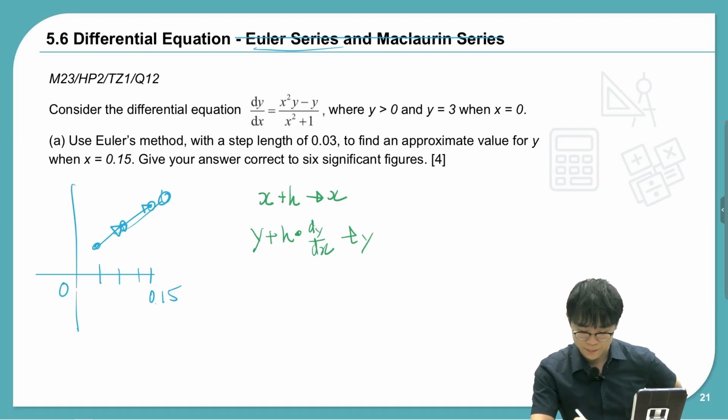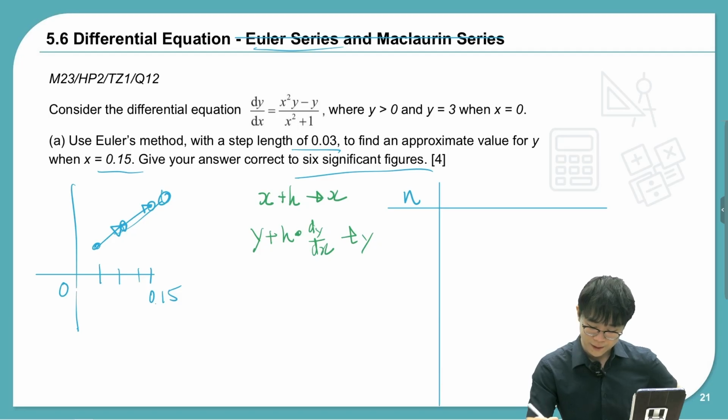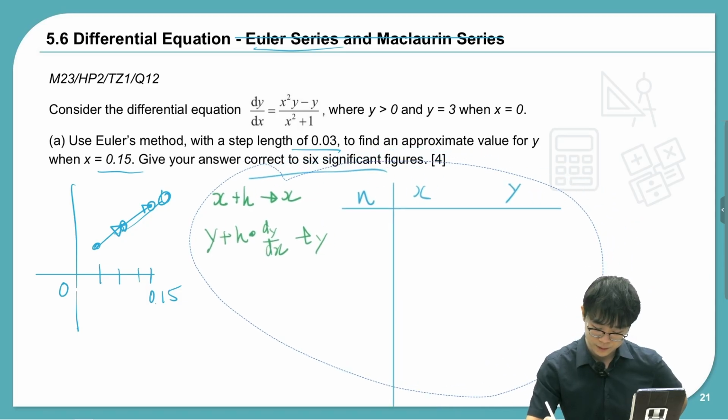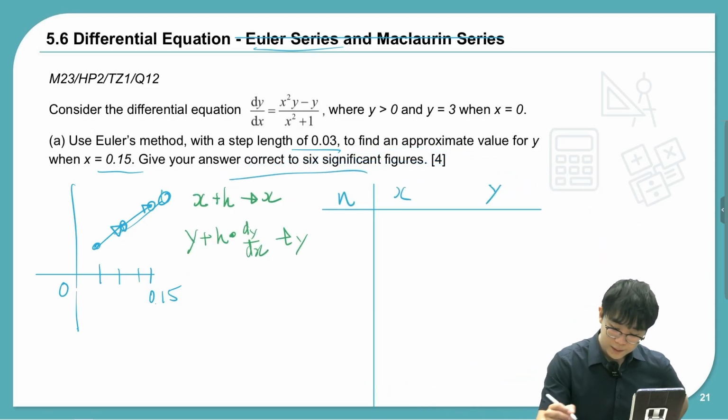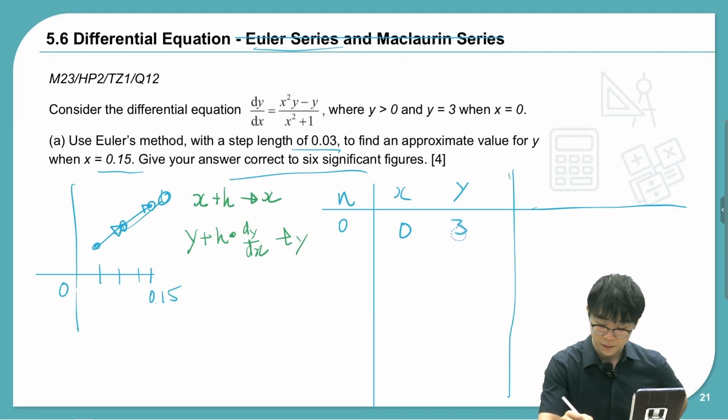And you could kind of work this out by hand, but since there's going to be 5 steps, and we need 6 sig figs, might as well use our calculator. So my setup would usually go like this. We have our trials of n, and we have our x and y values. So for trial 0, right, our starting point, I would say that we have x is 0, y is 3. And if you were doing this by hand, you would calculate your dy over dx value. Right?